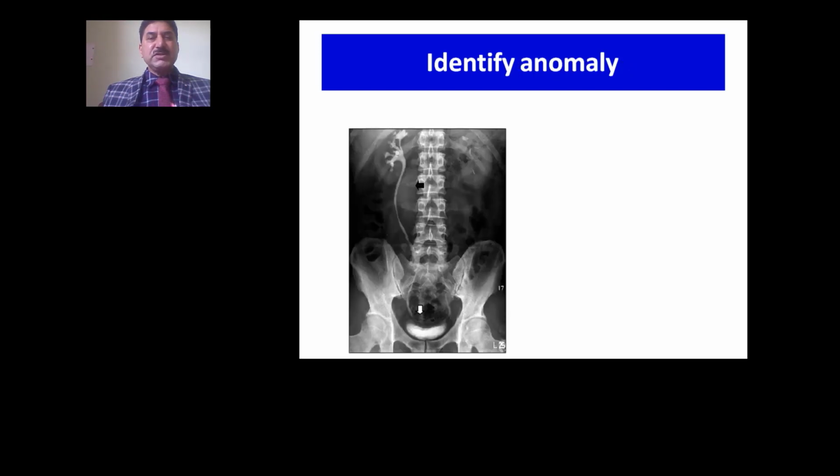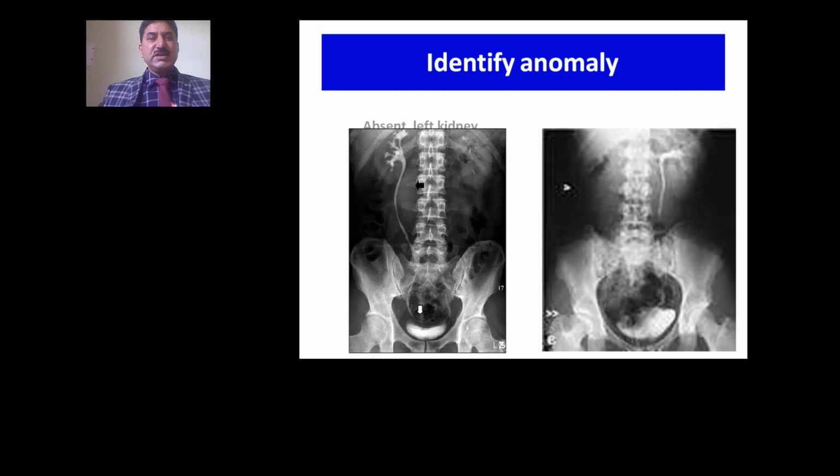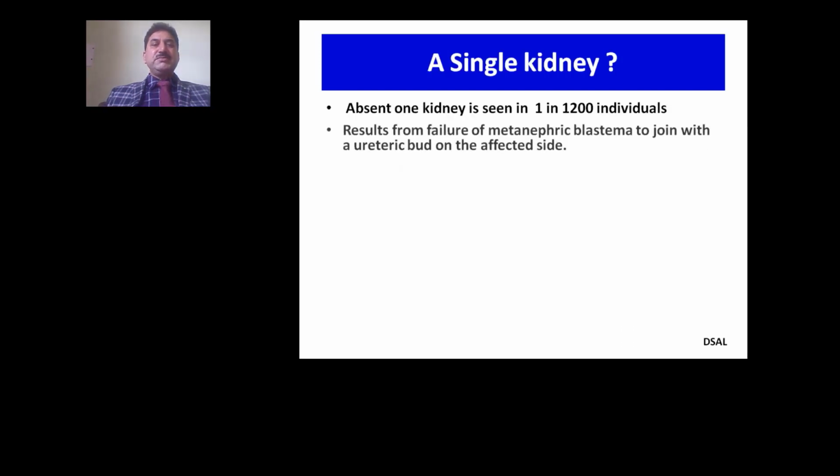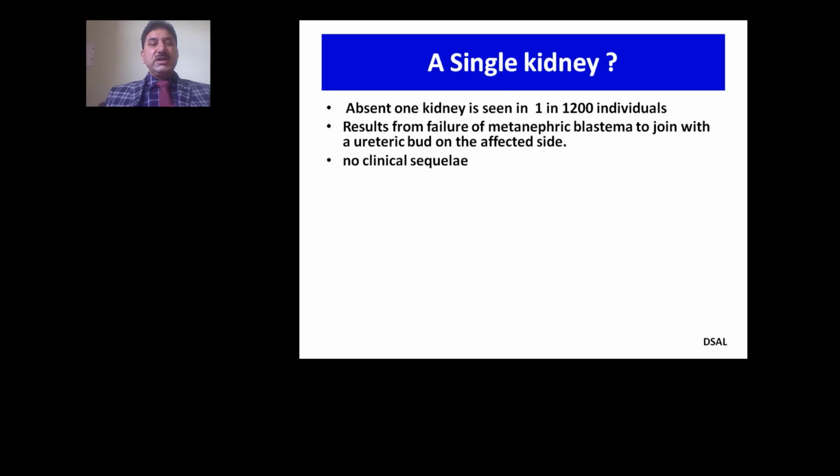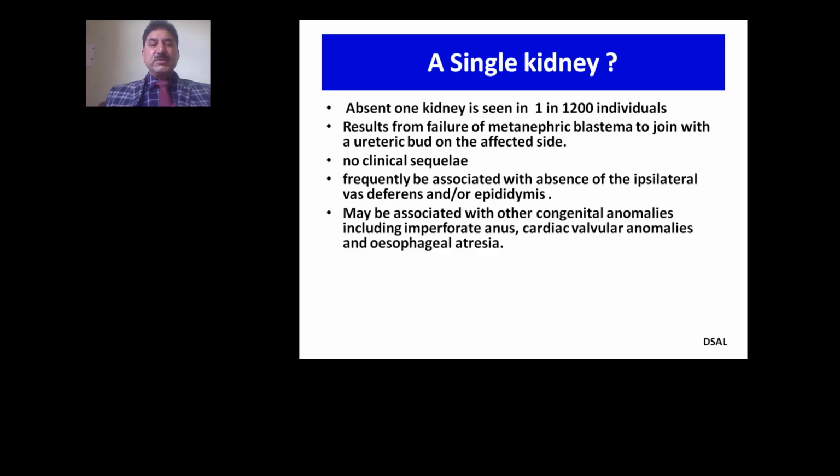Identify this pathology. Again, an IVP. On the right side, there is absent left kidney, and on the left side, there is absent right kidney. Now, what is the single kidney? Absent one kidney seen in 1 in 1200 individuals results from failure of nephrogenic blastema to join with ureteric bud on the affected side. There are no clinical sequelae, but it frequently may be associated with absence of ipsilateral vas deferens and or epididymis. This condition may be associated with other congenital anomalies including imperforate anus, cardiac valvular anomalies, and esophageal atresia.